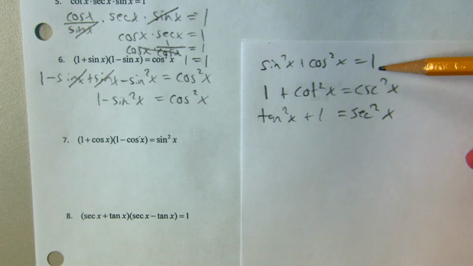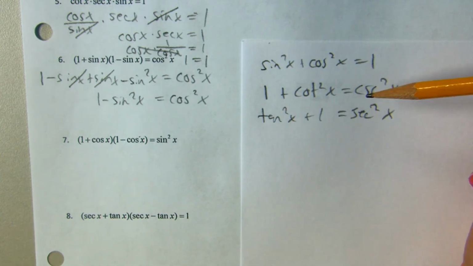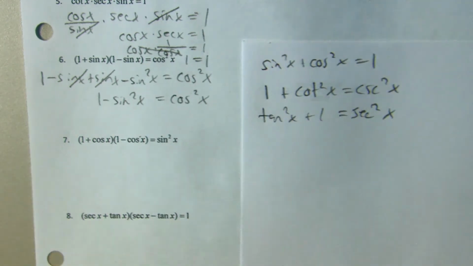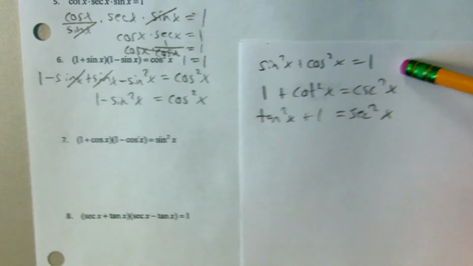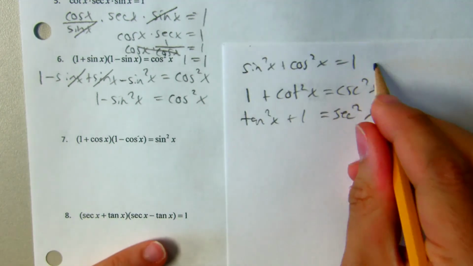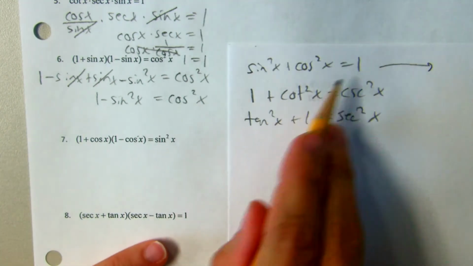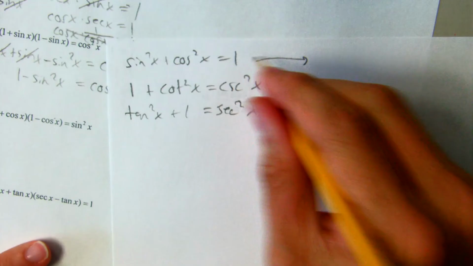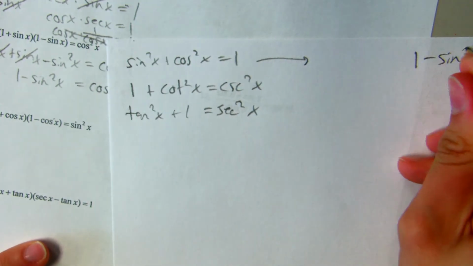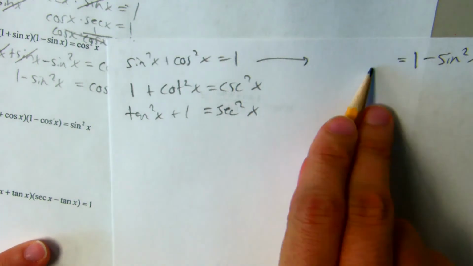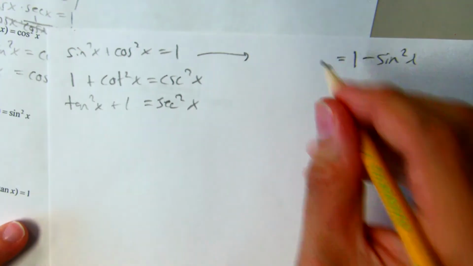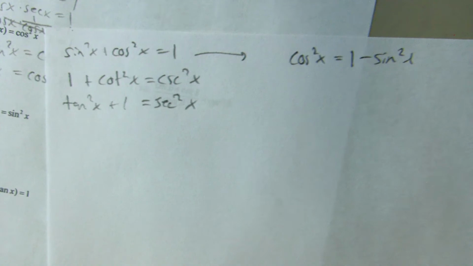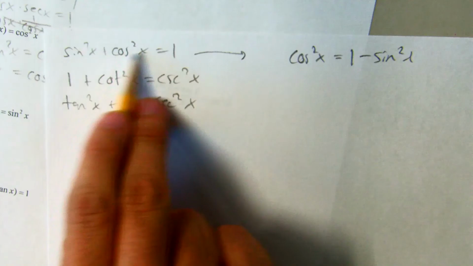So this one right here, you don't have to prove any of these. These are ones that everybody memorizes. Hopefully you memorized them for your quiz today, and you get to use these. So if I rearrange this for 1, I subtract the sine squared over, 1 minus sine squared is equal to what? Okay? And I don't have to prove that that's true. I get to use that this is true.